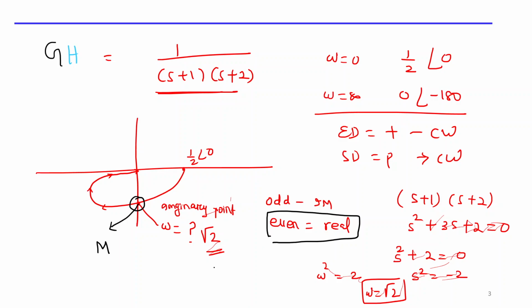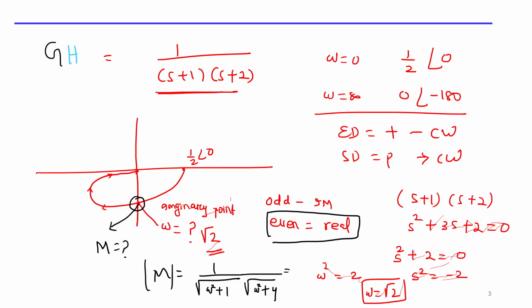You already found omega equals root 2. No, this is the omega, the frequency at this point. But what is the magnitude at this point? M equal to how much? M equals 1 by root over of (omega square plus 1) into (omega square plus 4), right? Put the value of omega square equal to 2. Got my point? You just put the value of omega there and find out the magnitude.